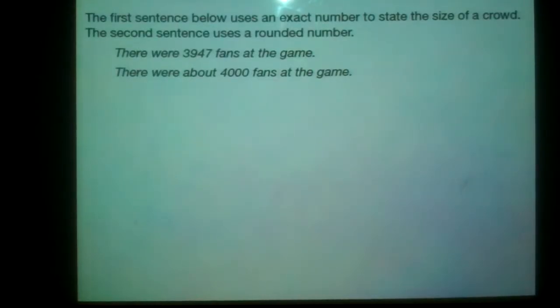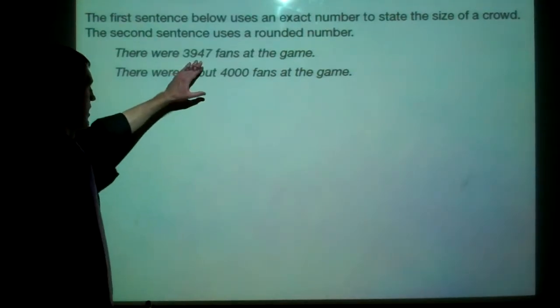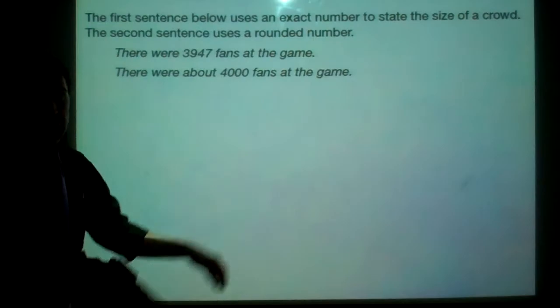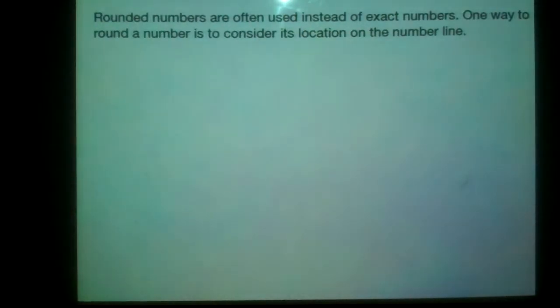Alright, we're going to start with this statement here. The first sentence below uses an exact number to state the size of a crowd, and the second sentence uses a rounded number. So, exact, there were 3,947 fans at the game. And if we wanted to round that, say there were about 4,000 fans at the game. So, 3,947 is close to about 4,000. So, they rounded up in this example. Rounded numbers are often used instead of exact numbers. And sometimes one way that we can round is to do that on the number line.